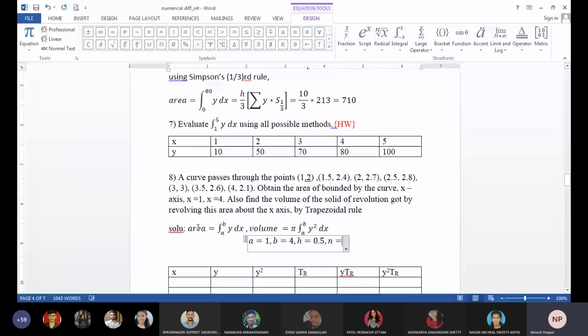N is 6, because there are 7 points which are given. So my n will be 6. That is the number of parts.